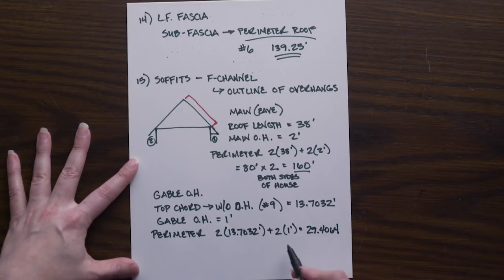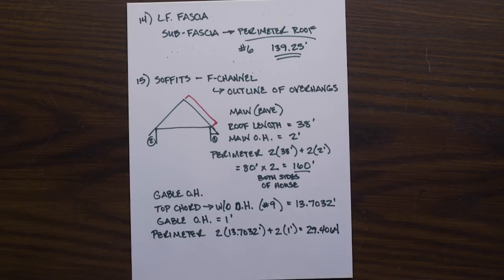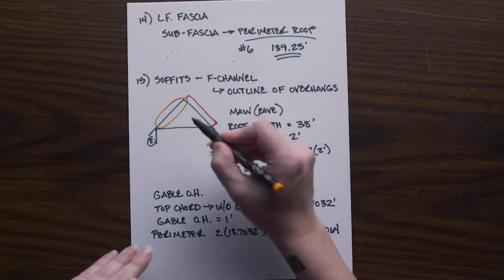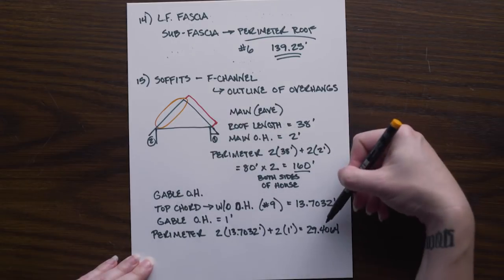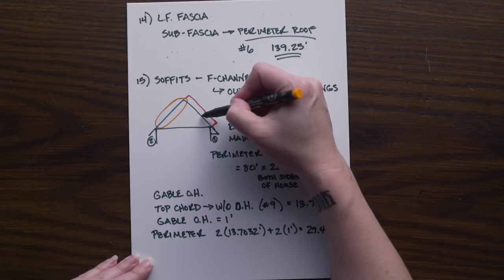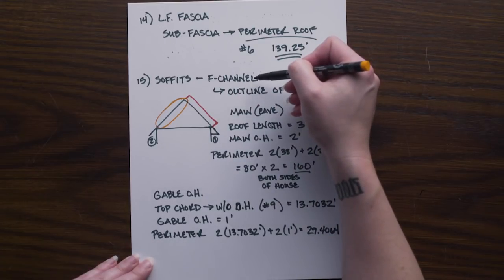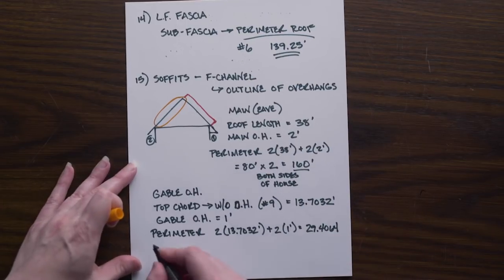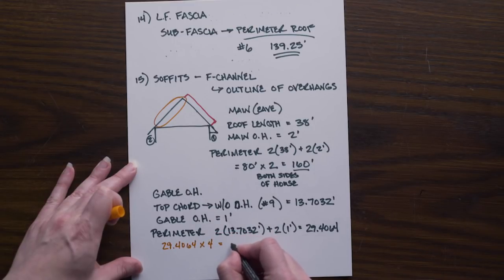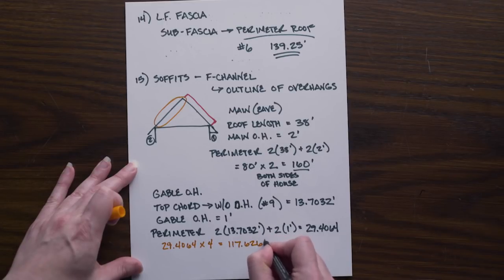The difference here is what we just calculated is only one of these areas. So we need to multiply by 4 to get the 2 that are on this side of the gable, and then the other 2 on the other side of the house. So we multiply this number, the 29.4064 times 4, and we get 117.626.